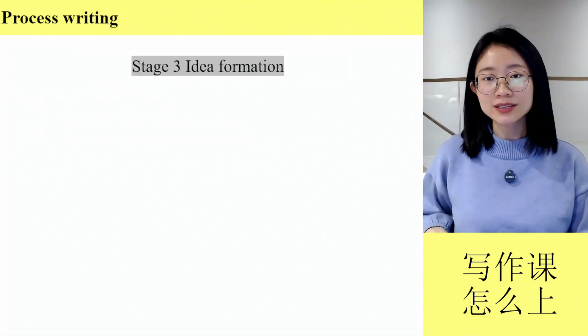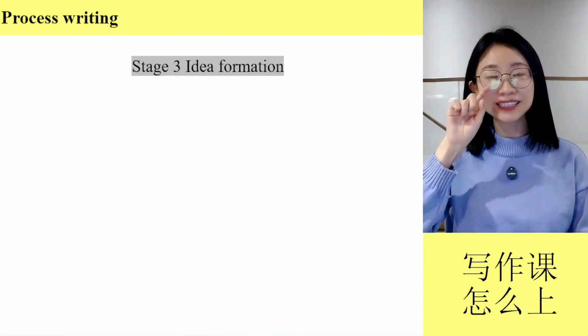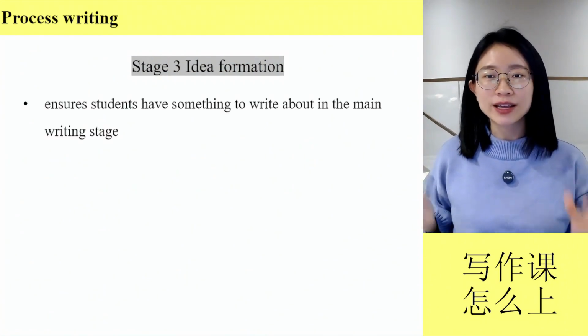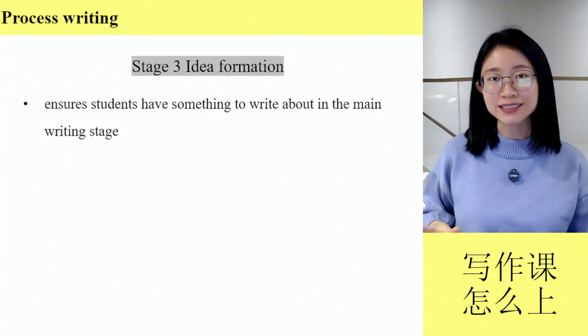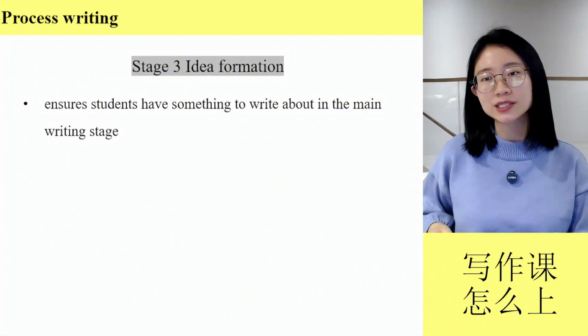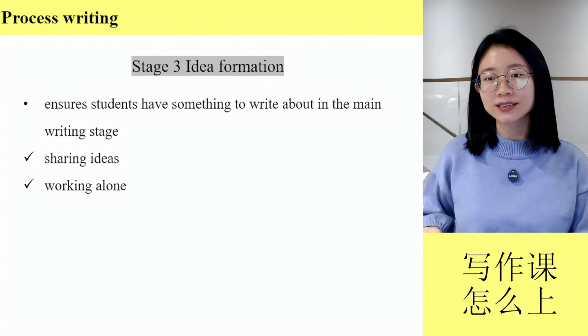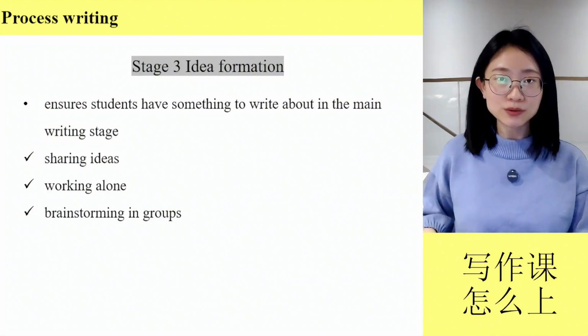And next stage is called idea formation. This is just like the planning stage for product writing. So it ensures students have something to write about in the main writing stage. And of course, different ways to do it. For example, in pairs to share their ideas, and also work alone by themselves or brainstorm in groups.